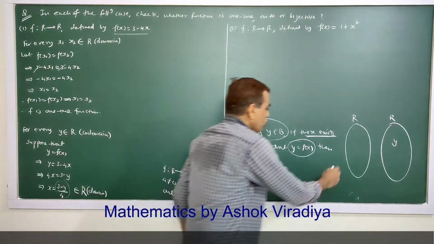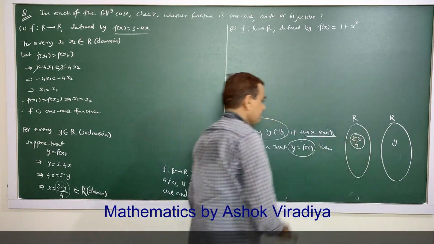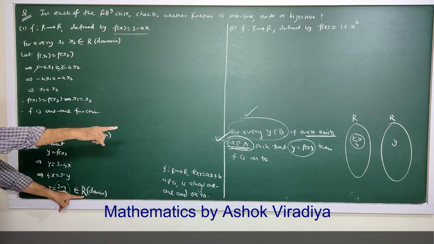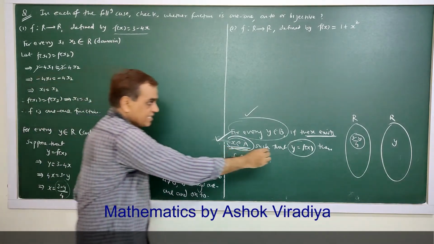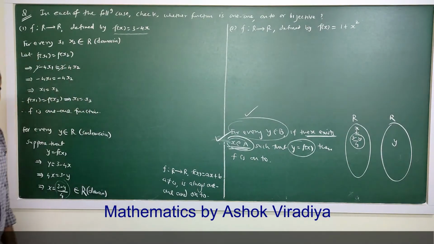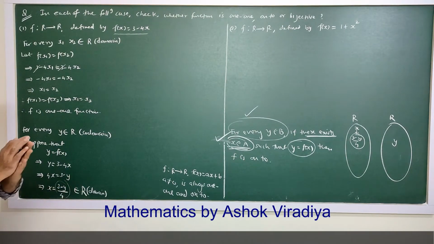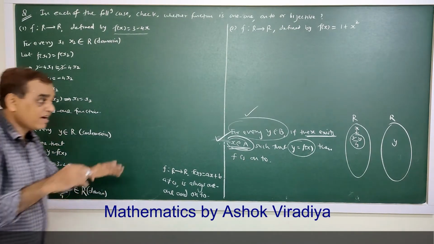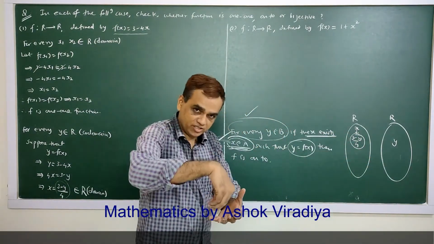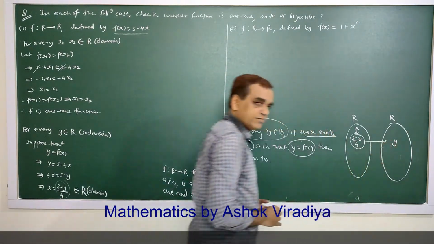What was the value of x? x is (3 minus y) by 4. This is x, in the domain. Existence is verified. Now we verify that this value we are putting in the machine, and we are verifying that the image of this number is y.